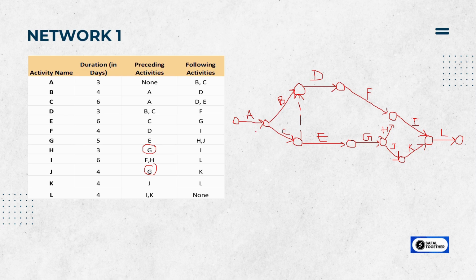Under all of these arrows, the name of the activity is on top of the arrow, whereas the duration is usually written right below it. So A, the duration is 3, B is 4, C is 6, D is 3, E is 6, F is 4, G is 5, H is 3, I is 6, J is 4, K is 4, L is also 4. Okay. This is how you basically make a network.